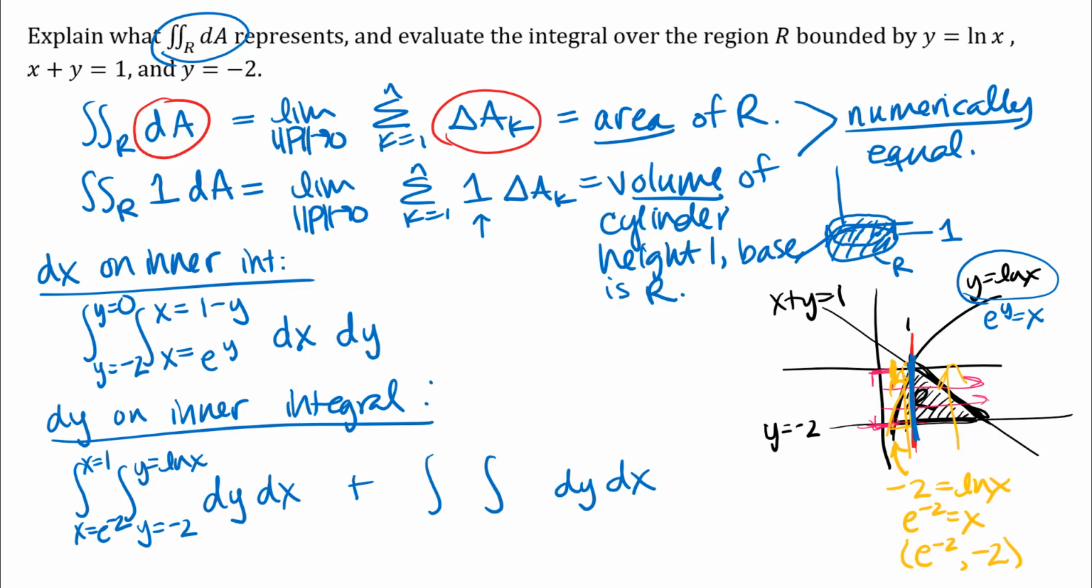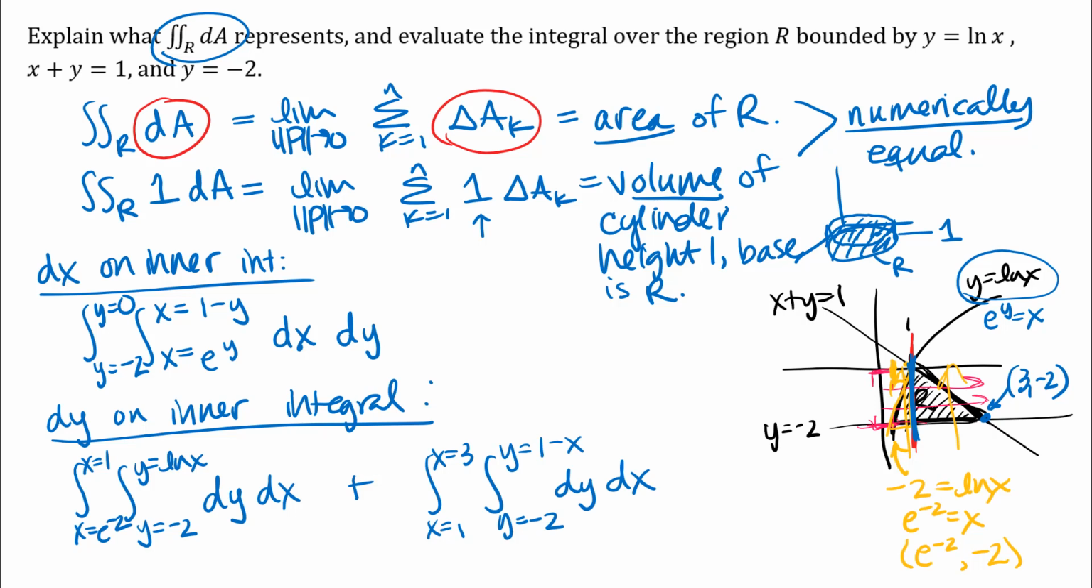And then for our second integral, we'll go from x equals 1 to whatever this intersection point is over here, where x plus y equals 1 intersects y equals negative 2. And in that region, y will enter at y equals negative 2, and we will leave through the equation of the line x plus y equals 1, solve for y. Okay, so I can actually do that one. I just have to split it into two separate integrals.